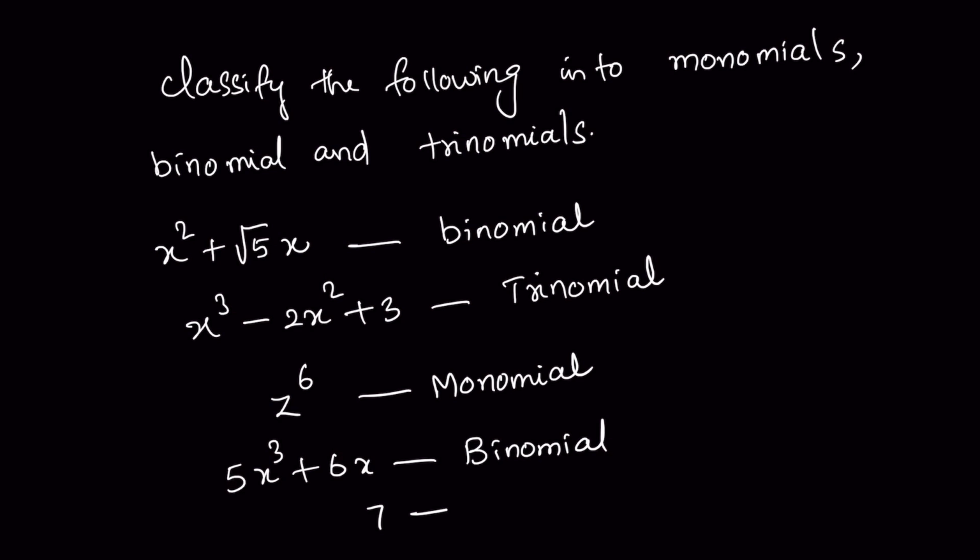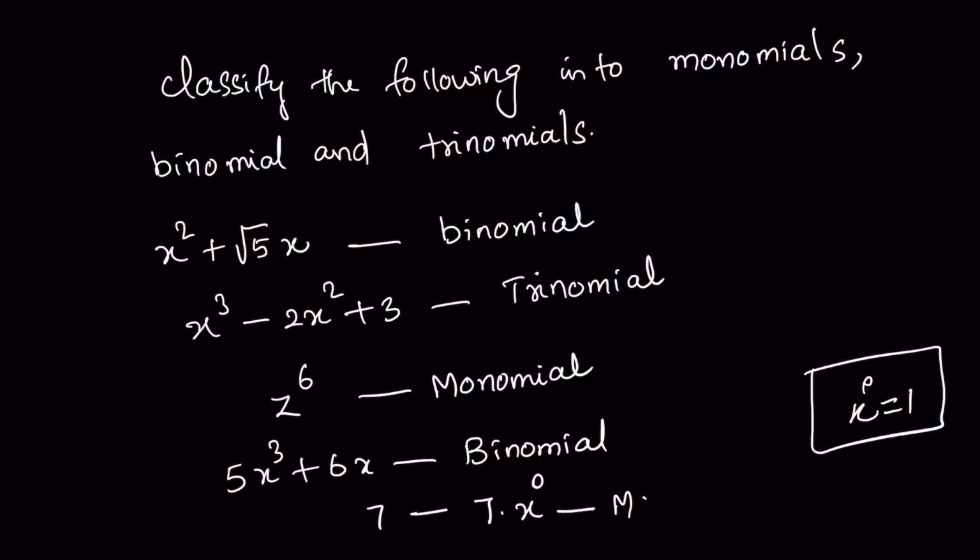What about 7? Is it a polynomial? Yes, it is. Because 7 can be written as 7 into x power 0, because x power 0 is 1. Anything power 0 is 1. So 7 can be written as 7 into x power 0. So this is also a polynomial having one term, so it is called a monomial.